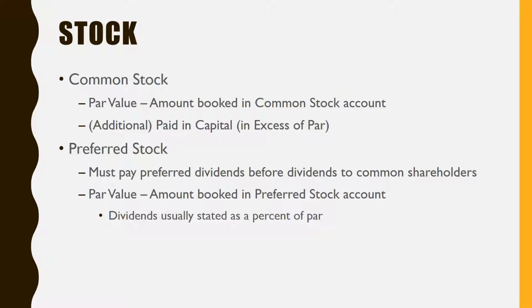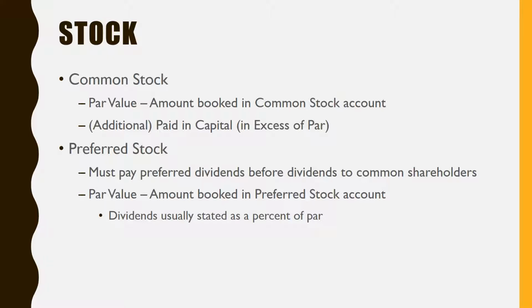The second kind of stock that we can issue is called preferred stock, and those usually have some special features to them, but the one feature that's common to all preferred stock is that you have to pay the preferred shareholders before you pay the common shareholders. So they have preference over the dividends, thus the word preferred stock.